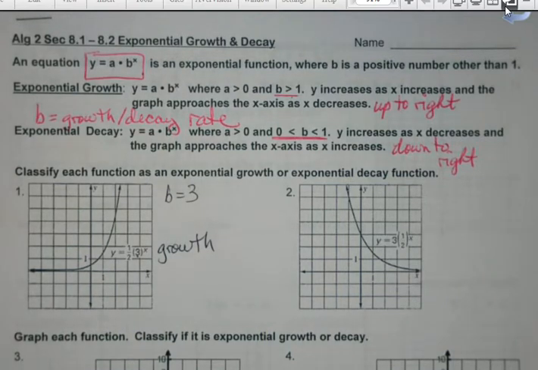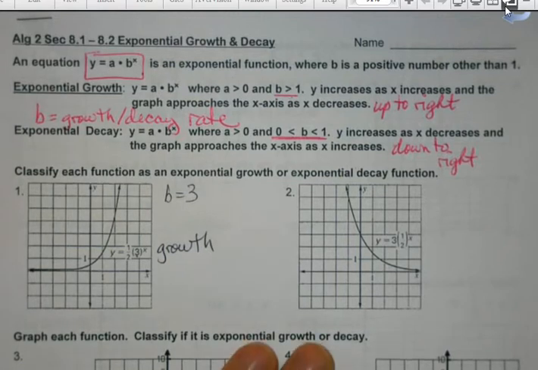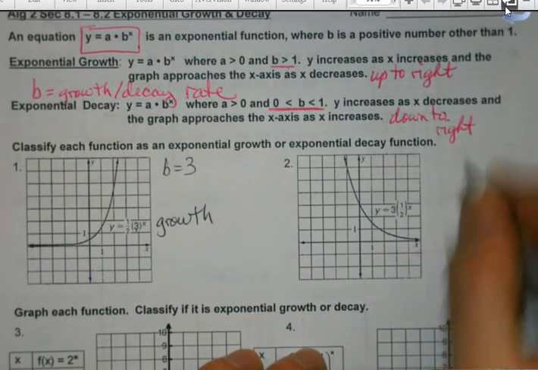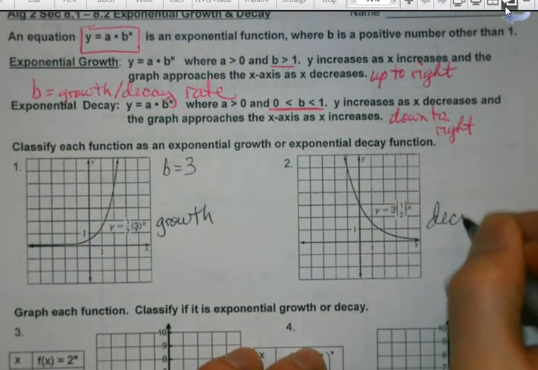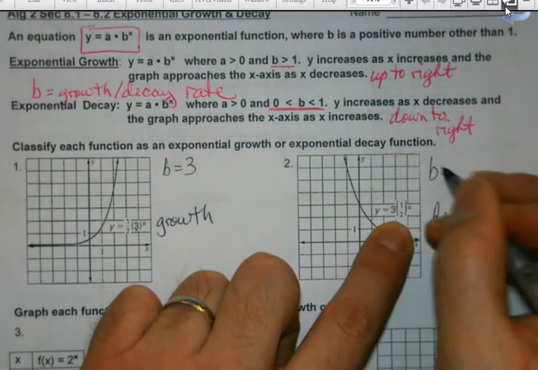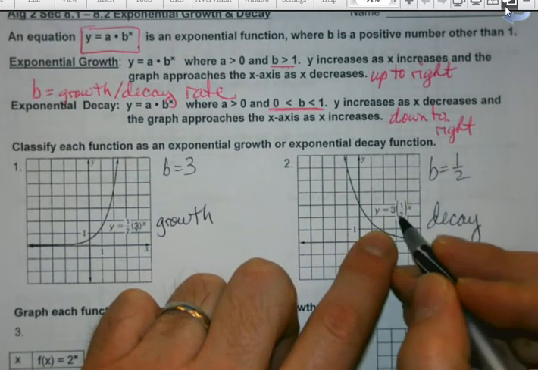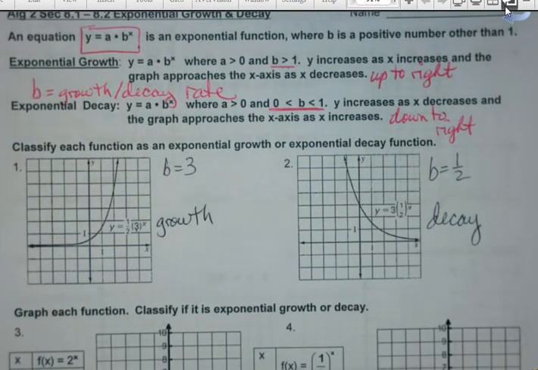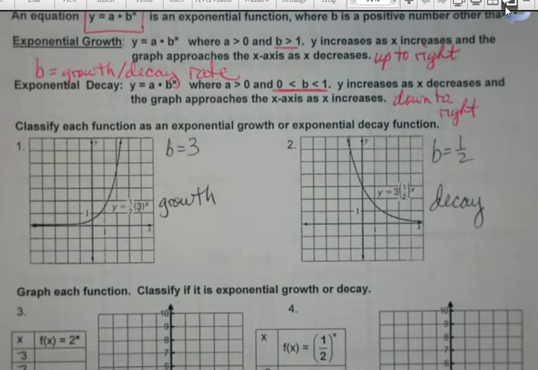What about number 2? What's my B and is it growth or decay? Okay, that one's going to be decay. And what's my decay rate? 1/2. It's always that number that you're taking to the x power. It's going to be your B. It's going to be your rate. So don't get fooled by the numbers that kind of sit there in front of it. So sometimes it might be that easy. Other times we're going to have a little more work.